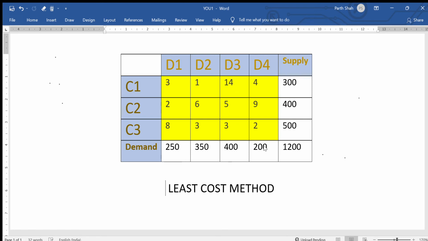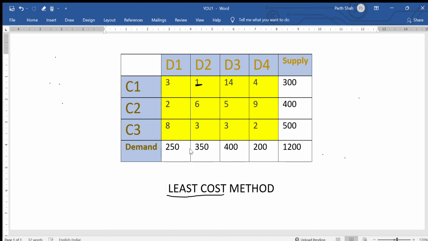So in the previous case, for the northwest corner cell method, we were finding the northwest corner. Here, as the name suggests, it is the least cost method. So least cost means we have to find the least cost in the whole matrix. So the least cost is this one. So we'll take this one into consideration.